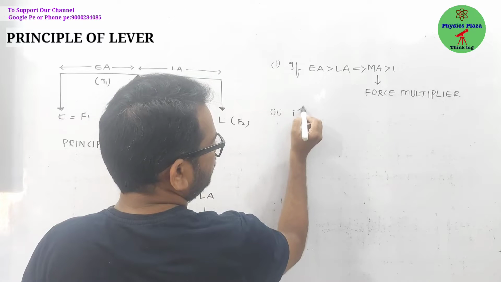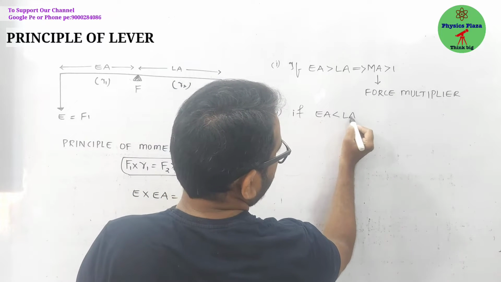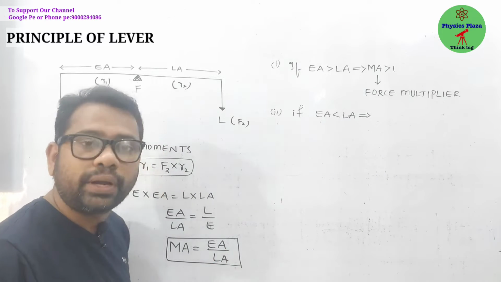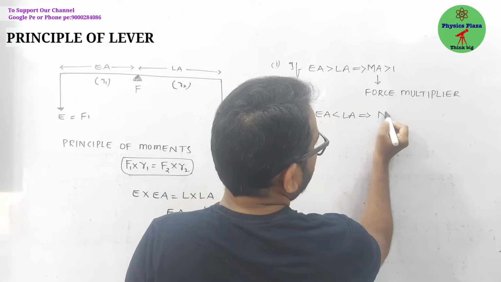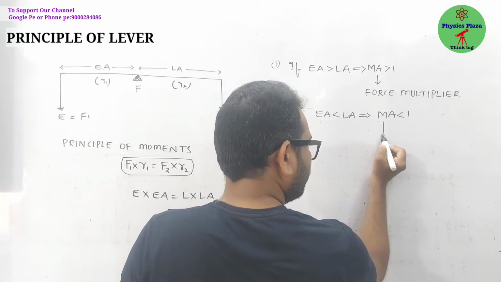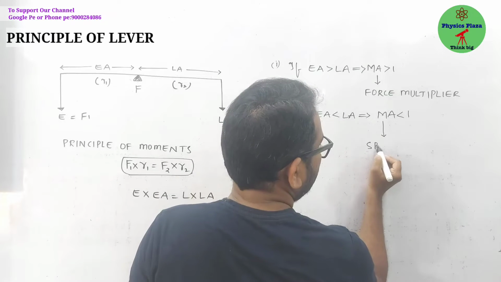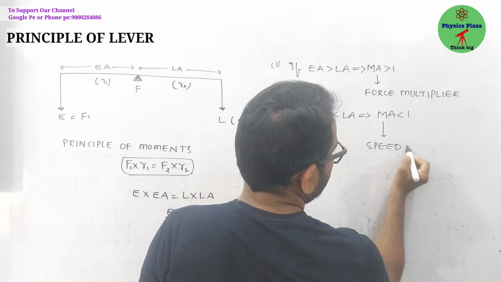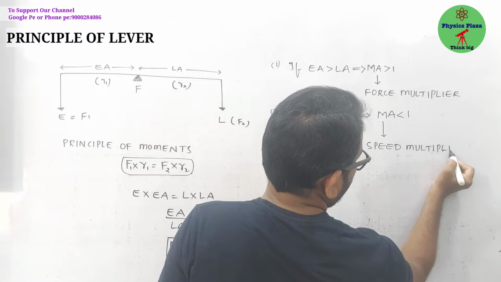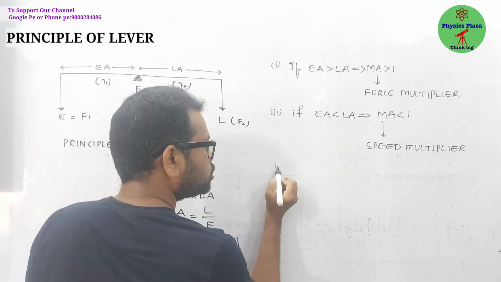Case 2 here. If effort arm is less than load arm, then what happens here? That is, if the numerator is less than the denominator, then here mechanical advantage is less than 1. So a lever with a mechanical advantage less than 1 acts like a speed multiplier.